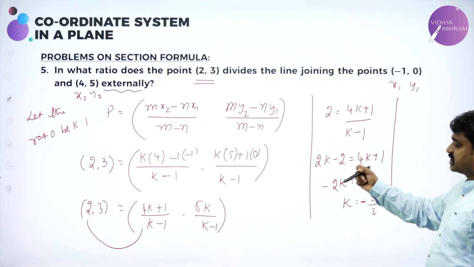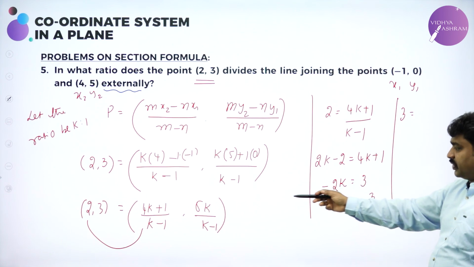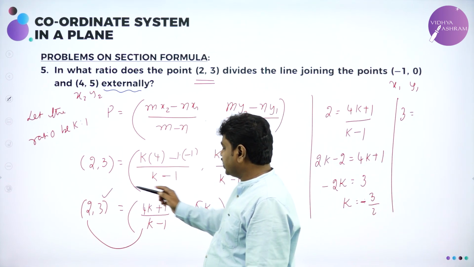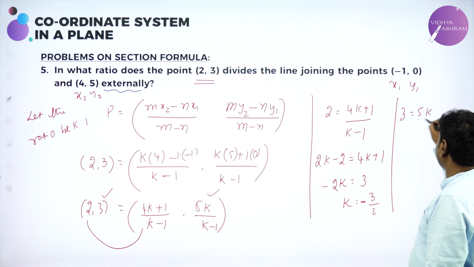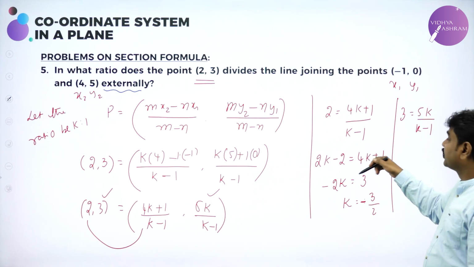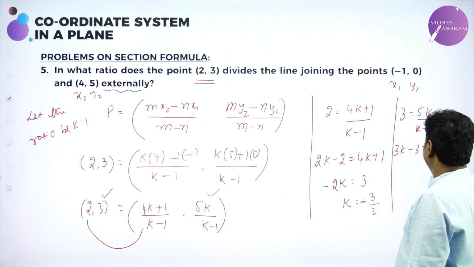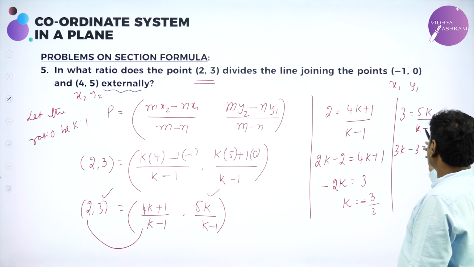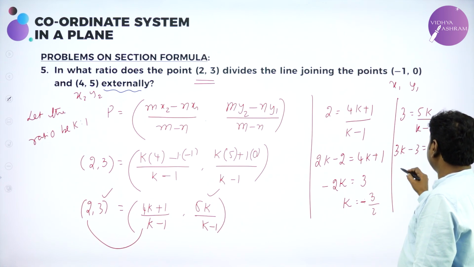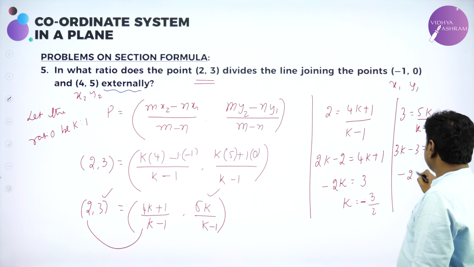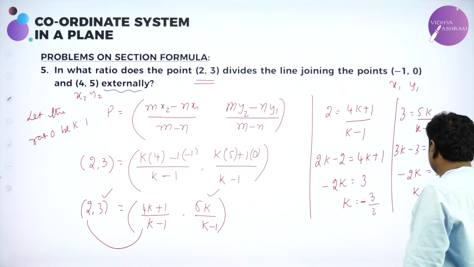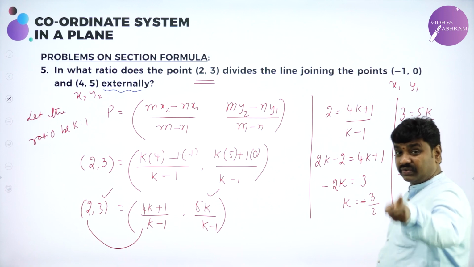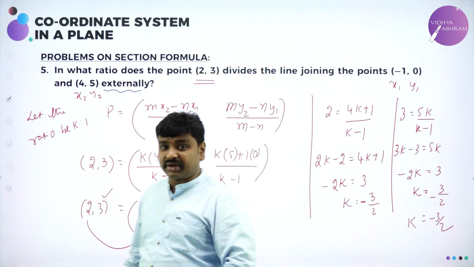Or equate the second term with the second term. What is the second term? 3. That is y coordinate with y coordinate. Here the y coordinate is 3, here the y coordinate is 5k by k minus 1. 3 is equal to 5k by k minus 1. Simplify this, cross multiply. So we'll get 3k minus 3 is equal to 5k. Rearrange, so it will be minus 2k is equal to 3. Our k is what? 3 by minus 2, or minus 3 is to 2. See, in both the cases, when you equate x with x or y with y, you should get the same ratio. We got it.